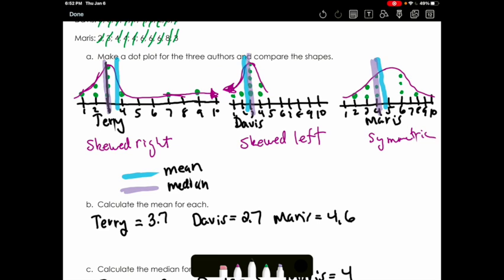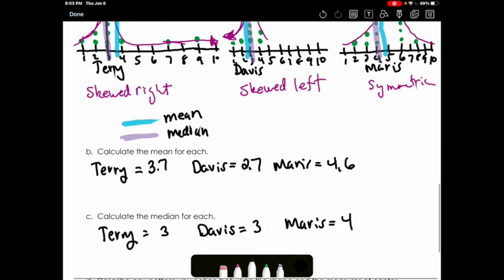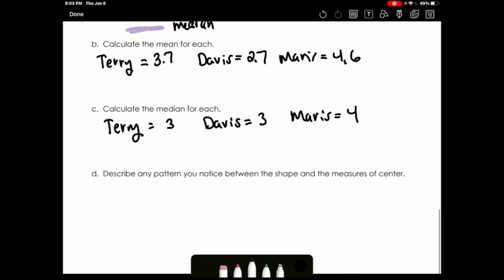So that is the major idea of this section, is that when you're looking at something that has a single peak, the majority of the data is going to lie in that area of the peak, and your mean and your median are going to lie in that area of the peak. And then your mean is going to get pulled in the direction whichever way it's skewed.